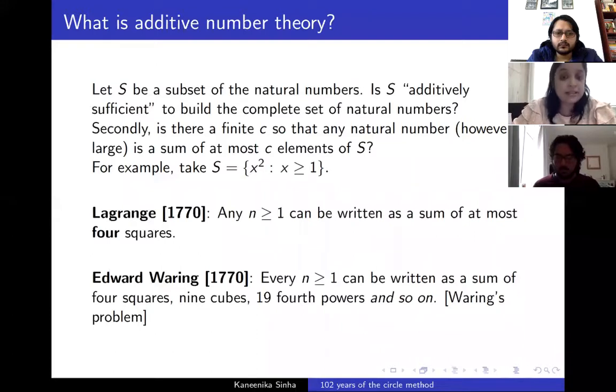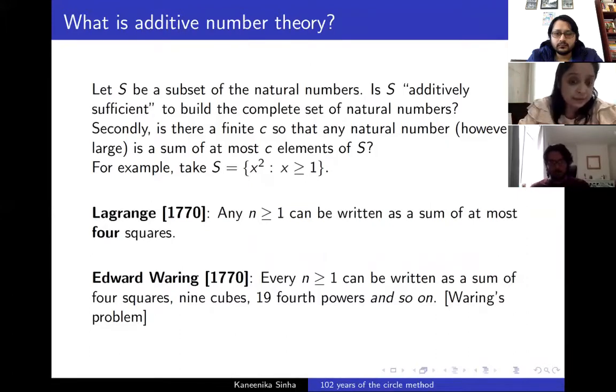So the question is: is this true for any arbitrary kth power? And also, is there some kind of a formula? If you're talking about cubes, you are saying that at most 9 cubes are needed to build all the natural numbers. Similarly, for fourth powers, that number is 19. So for k, is there some formula for such a number, g of k? So this is Waring's problem.